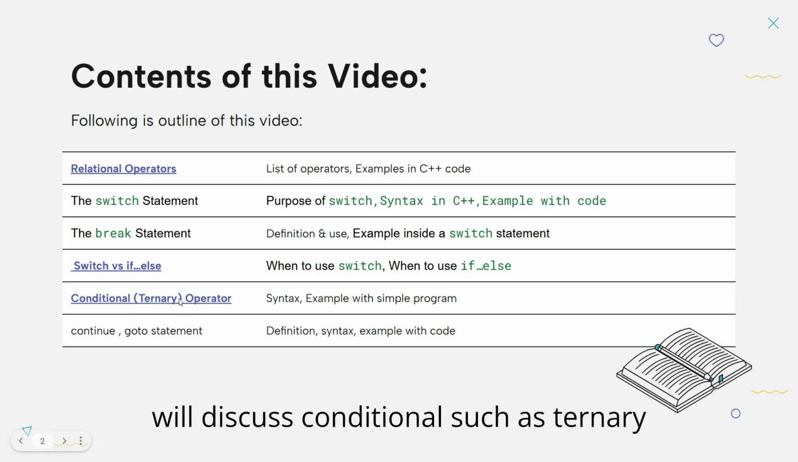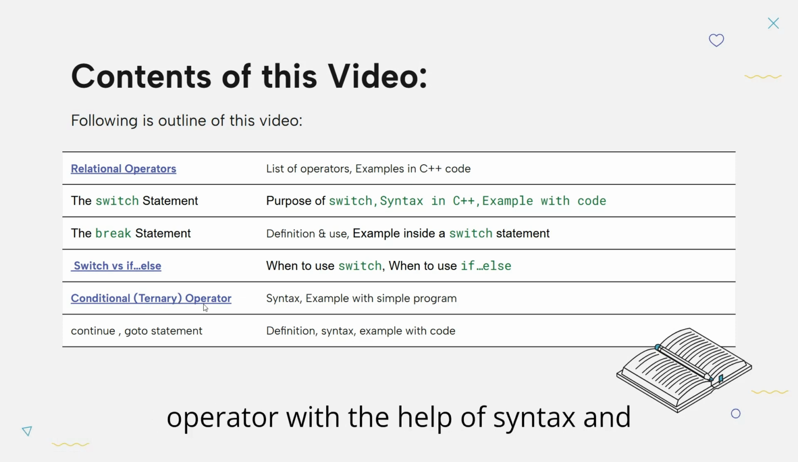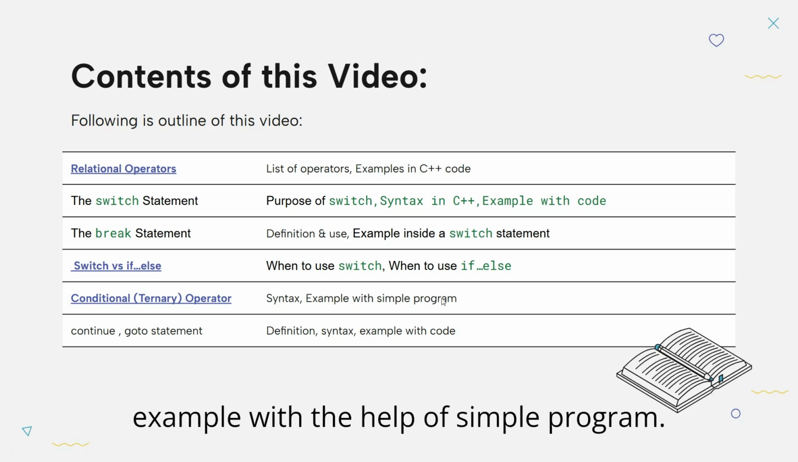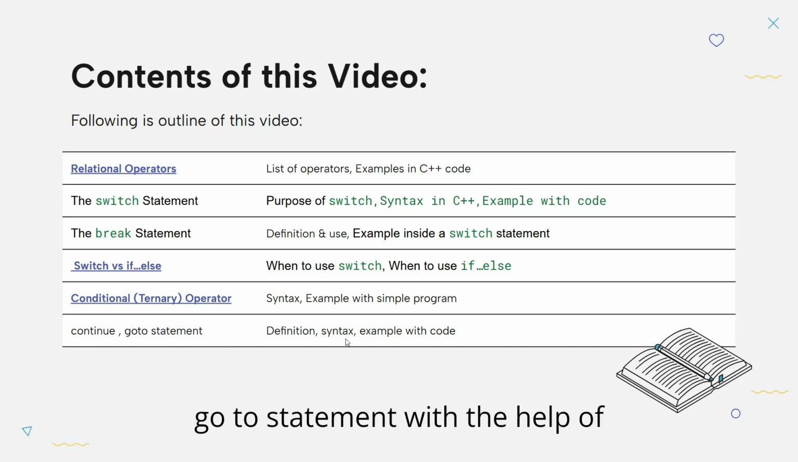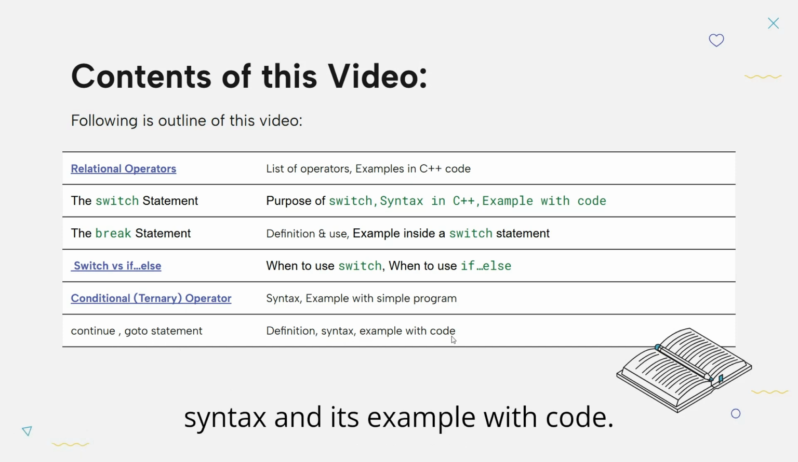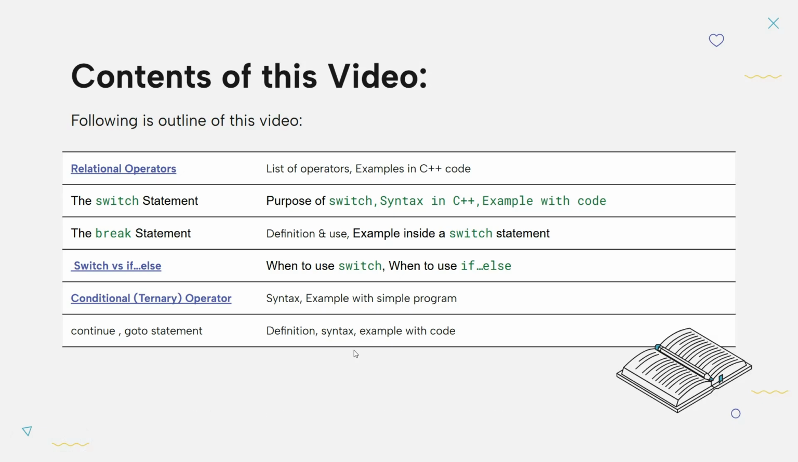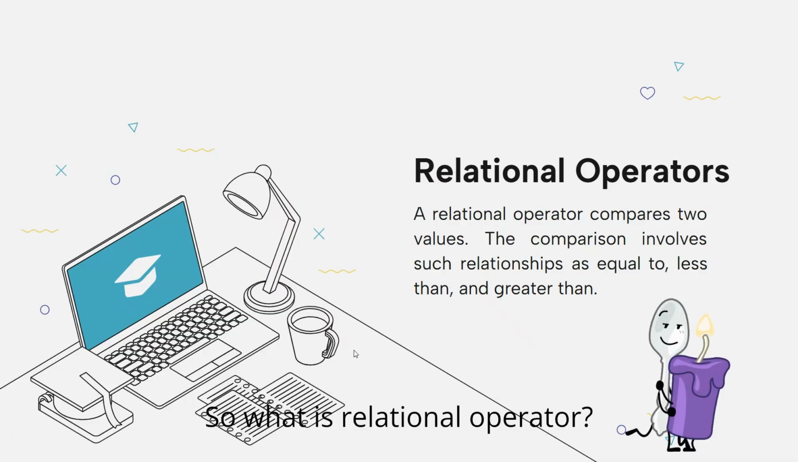After that, we will discuss conditional, such as the ternary operator, with the help of syntax and an example with the help of a simple program. After that, we'll discuss continue and goto statement with the help of definitions, syntax and its example with code. So what is a relational operator?